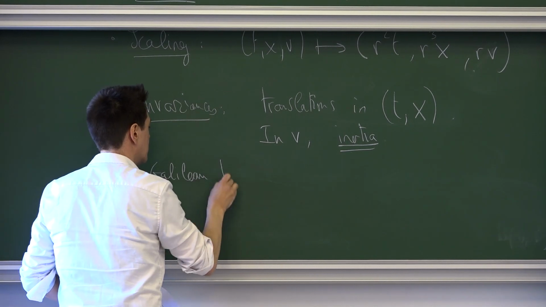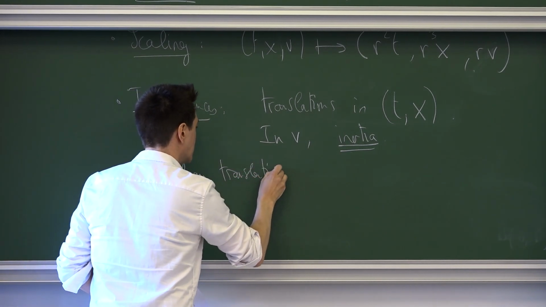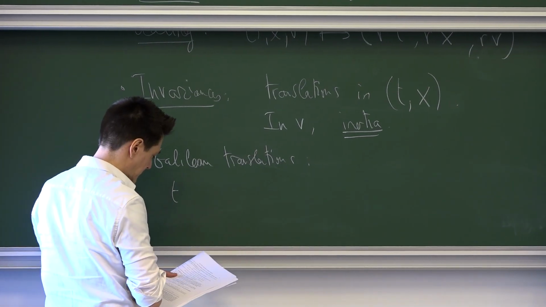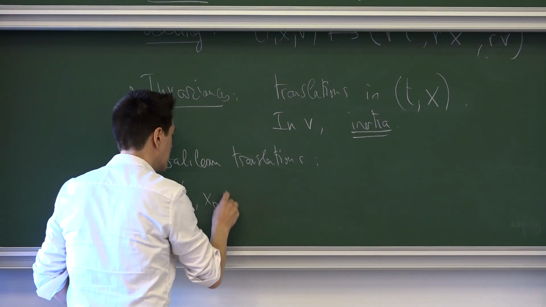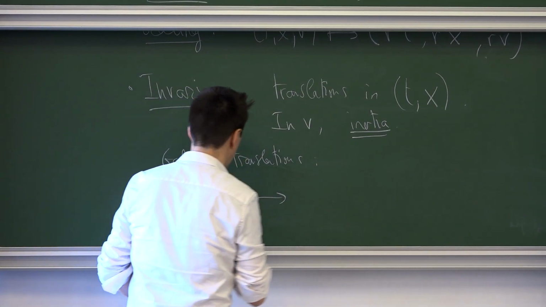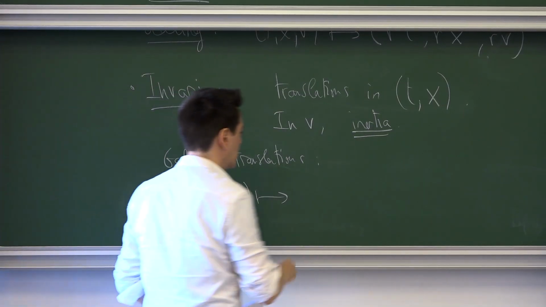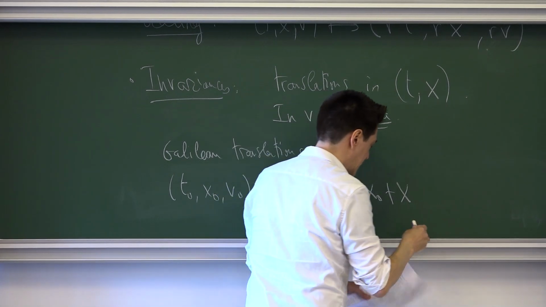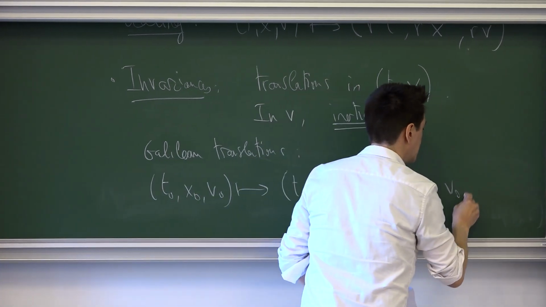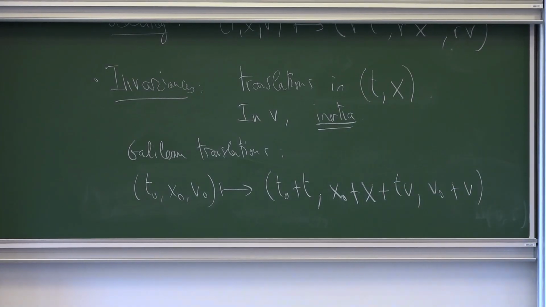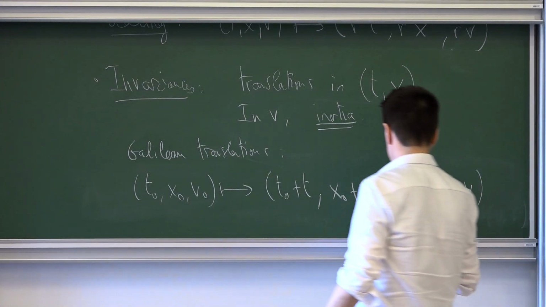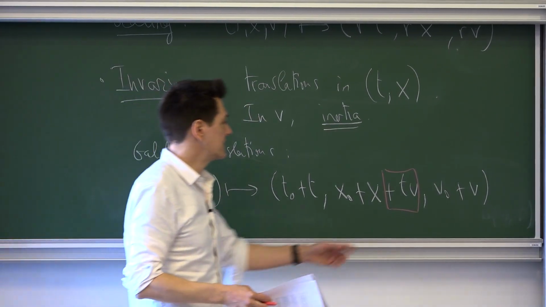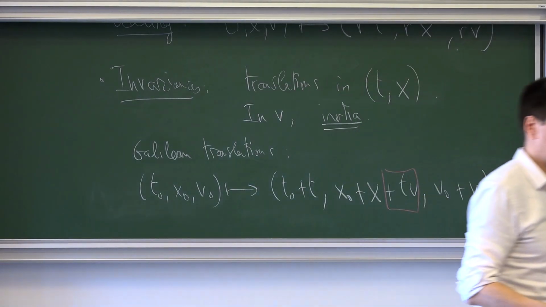So Galilean translations, which is, yeah. If you start from point t naught, x naught, v naught, you will obtain t naught plus t, x naught plus x plus tv, v naught plus v. And the additional term here is the inertia principle, right? Because if you change the velocity, you of course have to time integrate what the impact it has on the position.